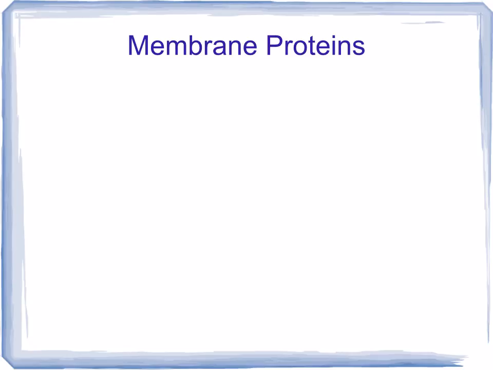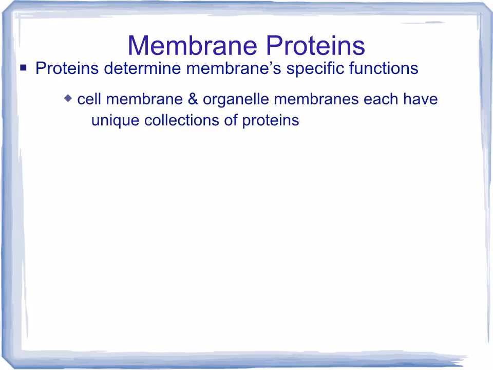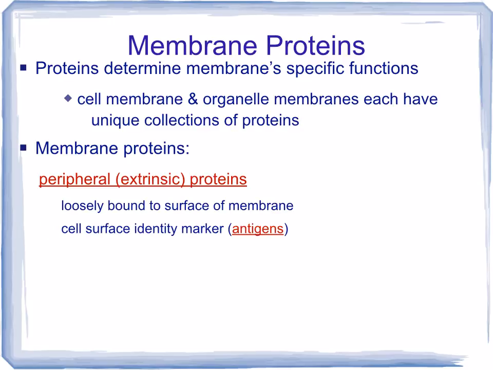Okay, let's have a look at the membrane proteins. So the proteins determine the membrane-specific functions. You've got cell membrane and organelle membranes, each have unique collections of proteins. These include peripheral proteins. Peripheral proteins are loosely bound to the surface of the membrane, and they act as cell surface identity markers, for example, antigens.